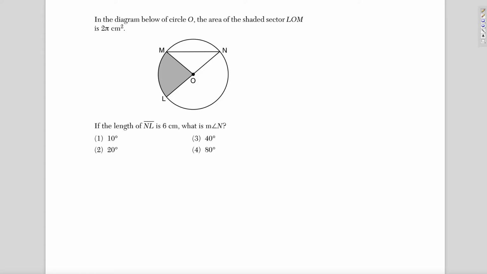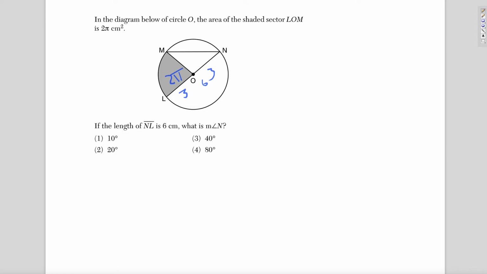Okay, now they want to know the area of the shaded sector. They tell you the area is 2 pi. They tell you NL is 6. NL is 6. So that means the radius is 3. What's angle N? So now, this is the rule.